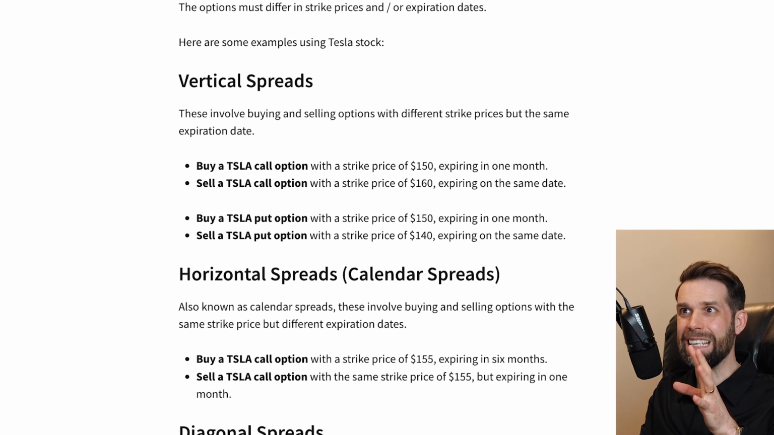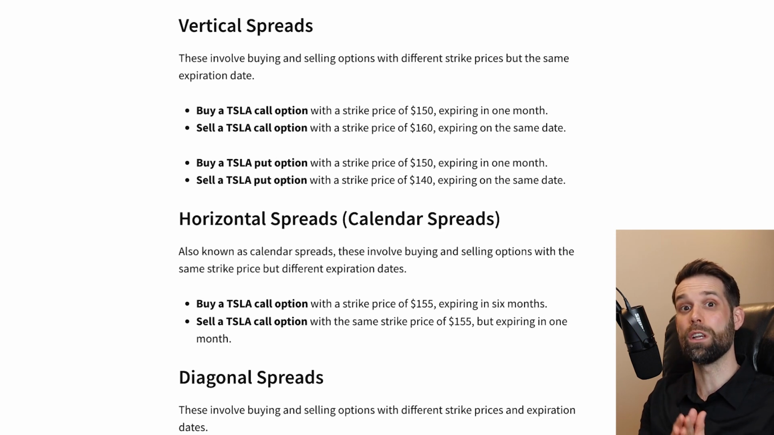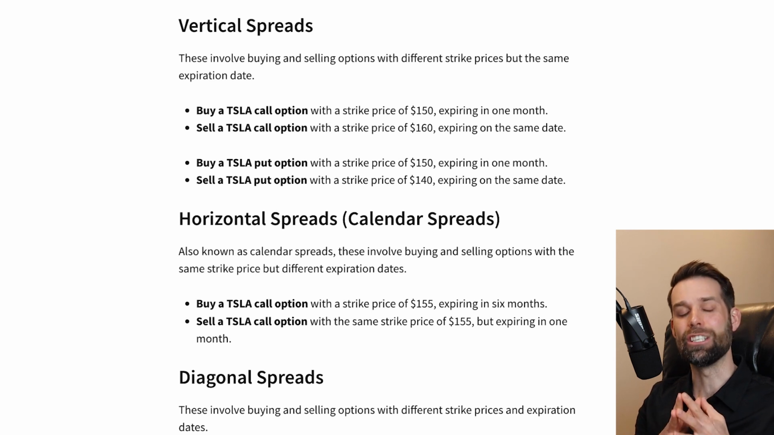And there are 3 categories for them. The first one, which seems to be the most popular and which will be the one where we do an example later on, is called a vertical spread. Basically these involve buying and selling options, and the strike prices are going to be different.